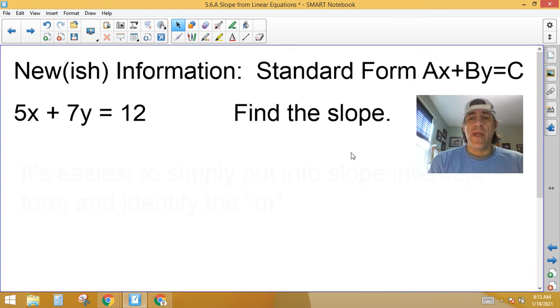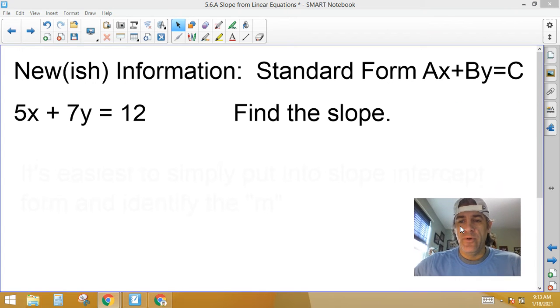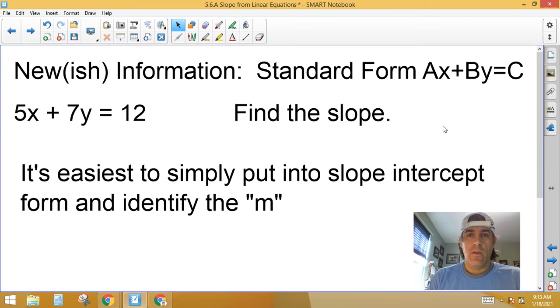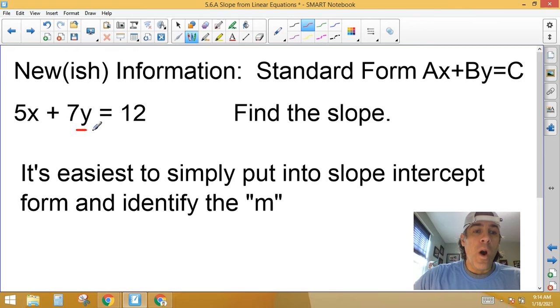So standard form, ax plus by equals c. The equation 5x plus 7y equals something. When I say find the slope, there's no m in there. So what should we do? Oh no. What we need to do is put it into slope-intercept form, and then we can easily find our m. The reason it's slope-intercept and not point slope is that point slope needs a point and a slope, whereas for slope-intercept all we need to do is isolate our y value.